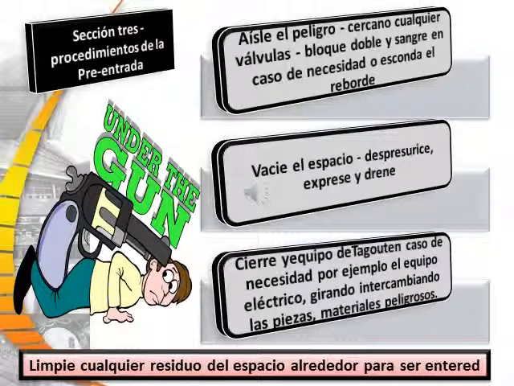Isolate the hazard, close any valves, double block and bleed if necessary, or blank the flange. Empty the space, depressurize it using a vent and drain procedure. Lock out and tag out of equipment if necessary, such as electrical equipment, rotating, reciprocating parts, hazardous materials, as well as clean any residue from the space about to be entered.